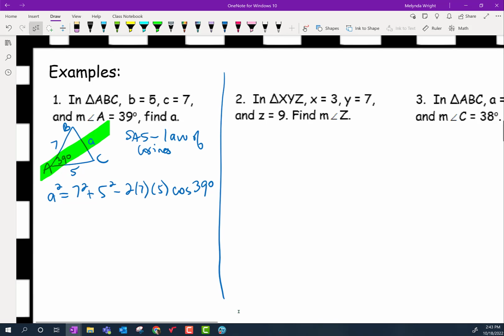So I know that a squared is 19.5997, and I don't round. I just leave it all in there. So what am I going to have to do to get to a? I'm going to have to square root. We're going to have to square root both sides. So a is going to be, so let's go back to our calculator.